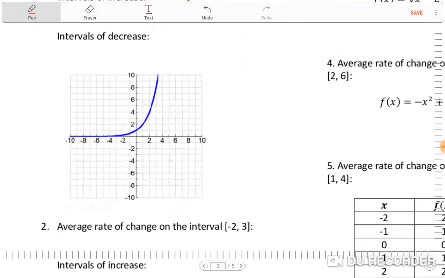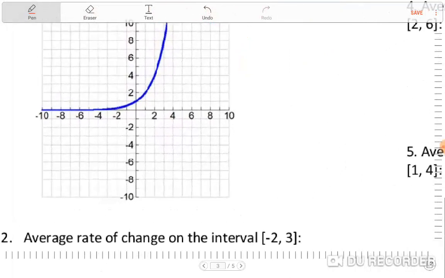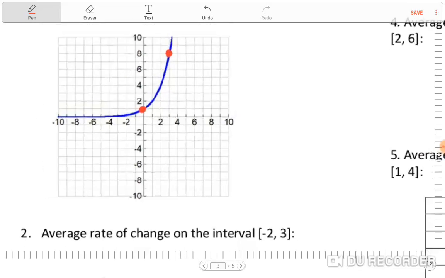So when I go look at this graph over here, at 0, it looks like the y was 1. At 3, it looks like the y is 8.